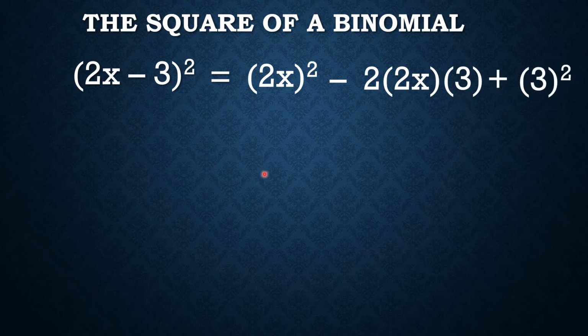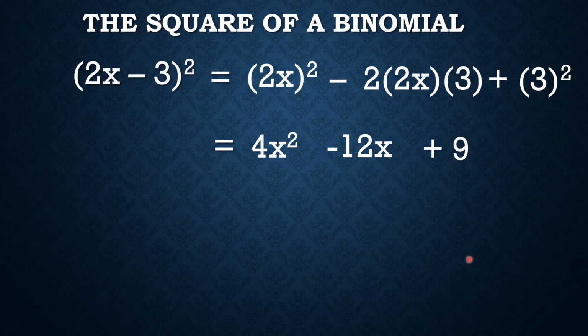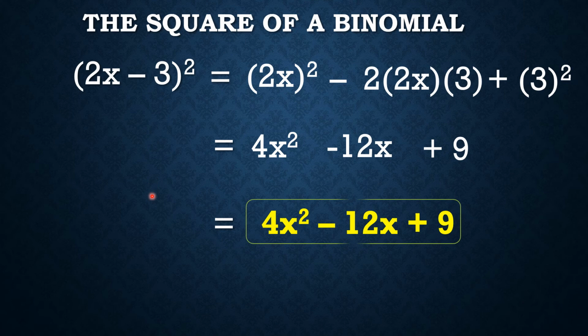Simplify na natin. So, when we simplify this, it means 2x times 2x, okay? And that is 4x squared. Then negative 2 times 2x times 3, that is negative 12x. Then 3 times 3, and that is positive 9. So, ibig sabihin, the square of 2x minus 3 is equal to 4x squared minus 12x plus 9.